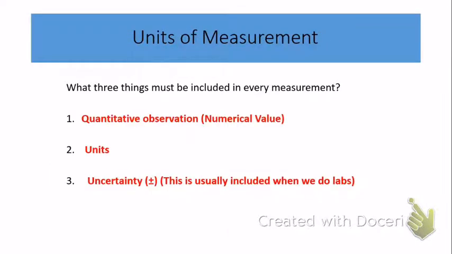Now, whenever we make a measurement, we must always include three things, especially if we're doing a measurement in a chemical lab. The first thing is we need to have a numerical value written down. We must also include the units of that numerical value. And then finally, we include the uncertainty. Now, we don't always include the uncertainty in our everyday practice of chemical problems. But whenever we do a chemical lab that requires us to make a measurement, you must record the uncertainty, which is a plus or minus value.